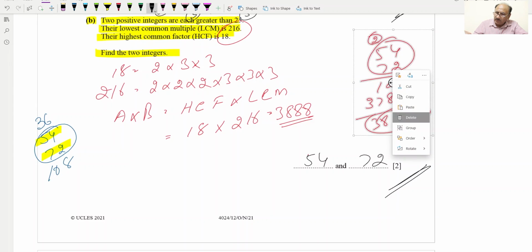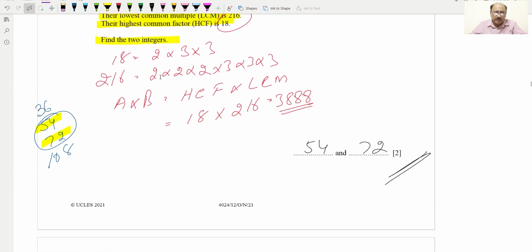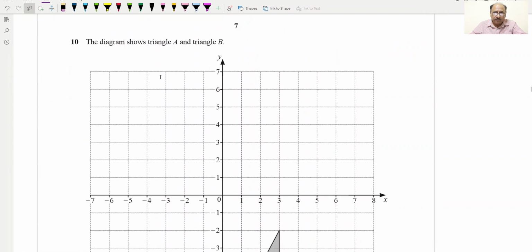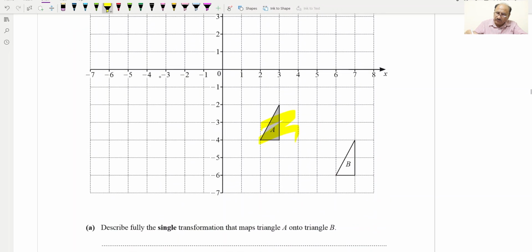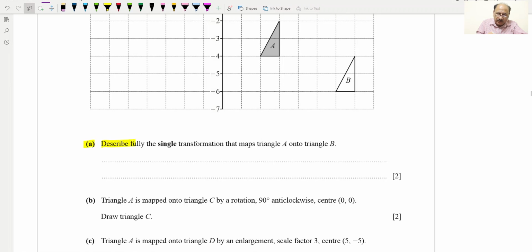Hopefully you understood each and everything, and now we can move to the next question, which is question number 10. Question number 10 is basically a transformation question. They're saying the diagram shows triangle A and triangle B. Triangle A is given, B is also given. For A part, describe fully the single transformation that maps triangle A onto B.